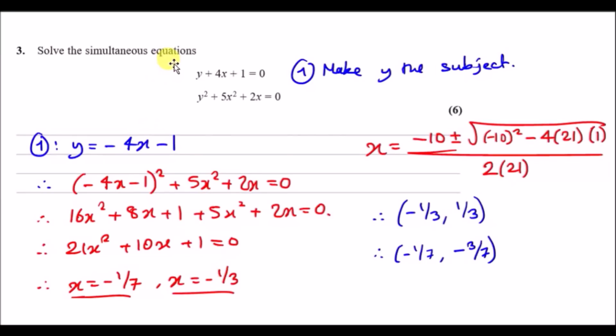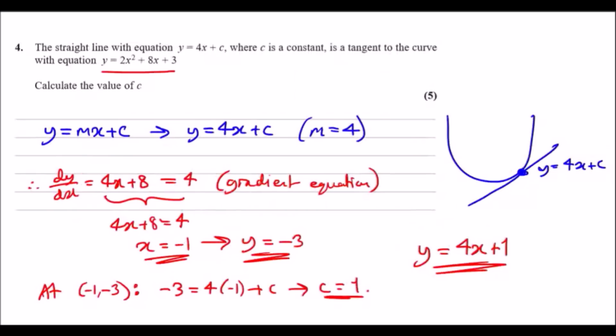And then remember, for at least these simultaneous equations, you must also find the y values. And thankfully, from equation 1, you've already made a y equation. So just plug in these x values into the y equation here. So you get minus 4 times minus 1 over 7, minus 1, you should get minus 3 over 7. And plug in the other x value, you should get a third. And that's it, guys. That's literally 3 done as well.